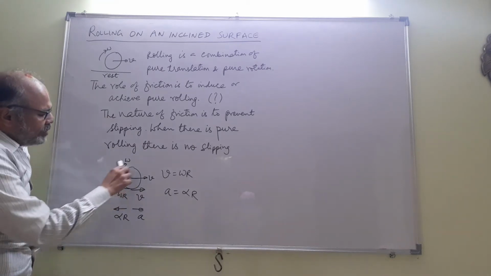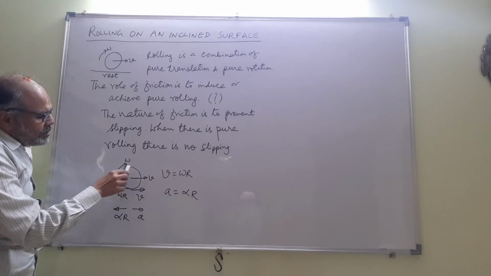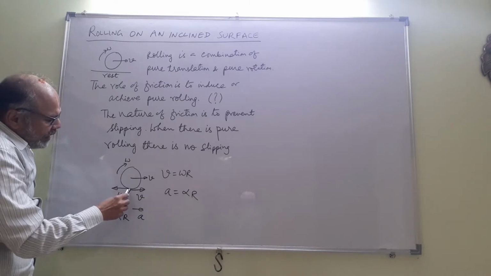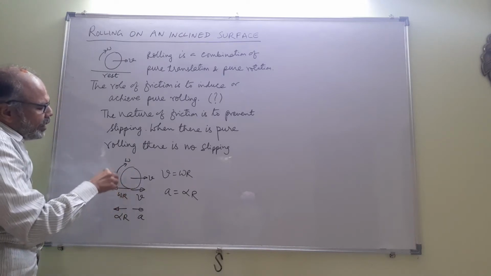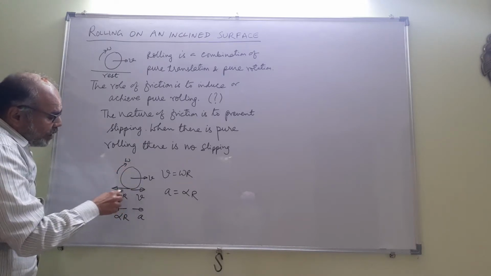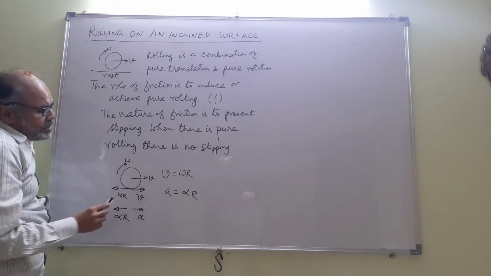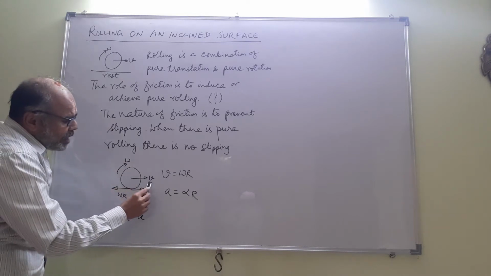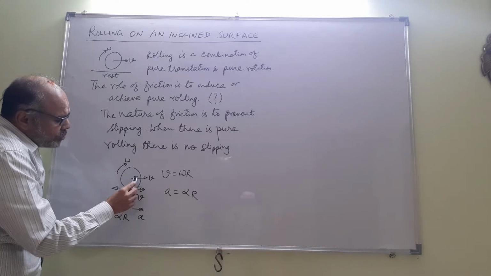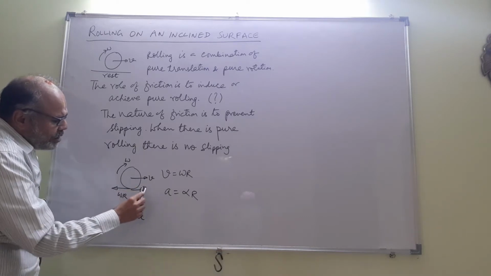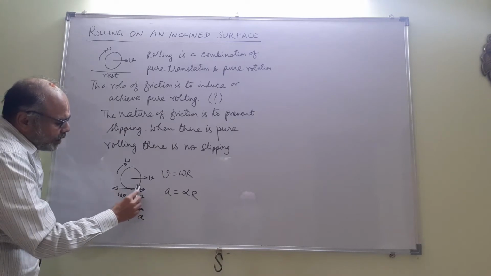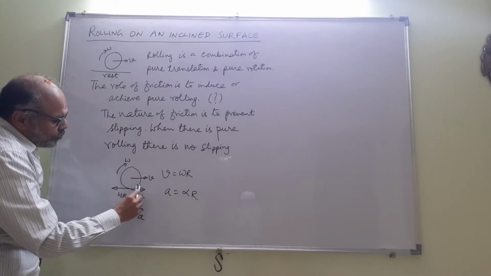So if you have a round object like this, the tangential velocity at the point of contact is omega r, because the angular velocity is omega. So tangential velocity omega r with respect to the center of mass. The velocity of the center of mass is v. So superimpose that on the tangential velocity to get the absolute velocity. So the absolute velocity was omega r plus v, vectorially.